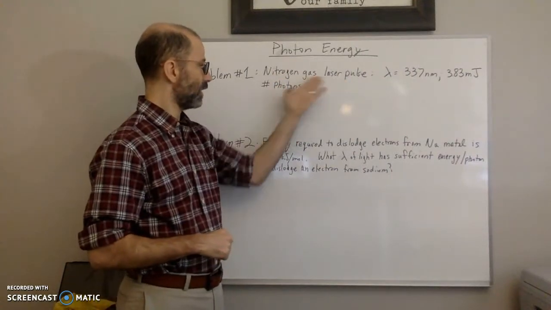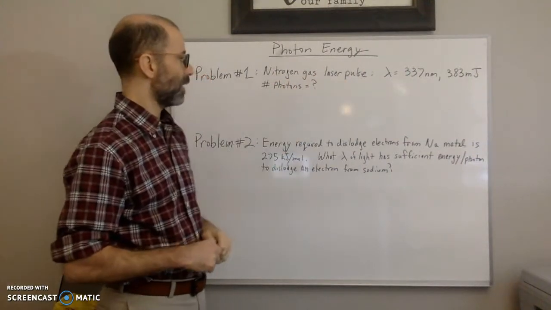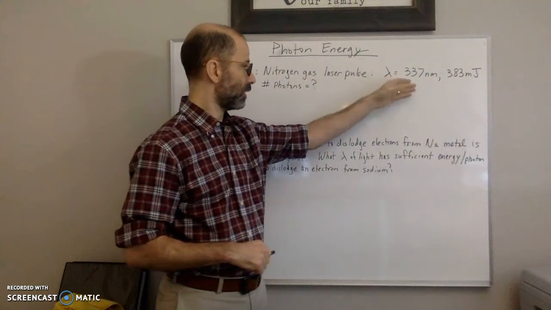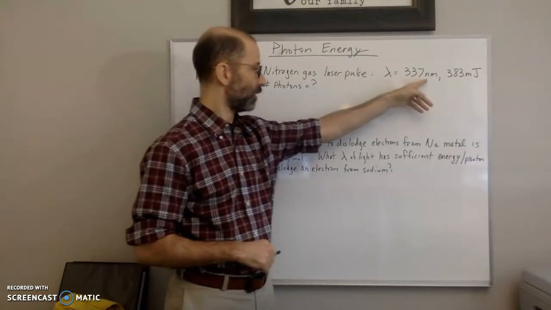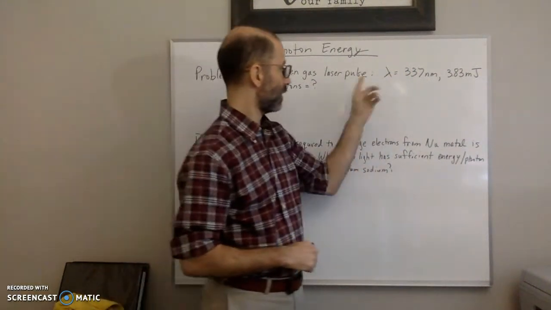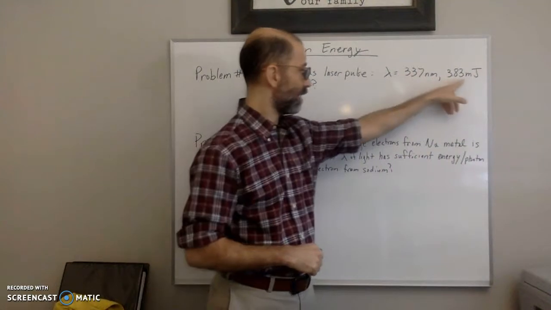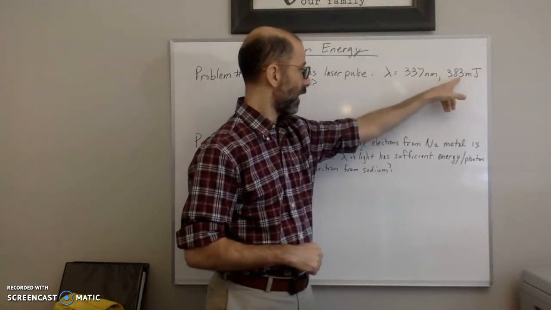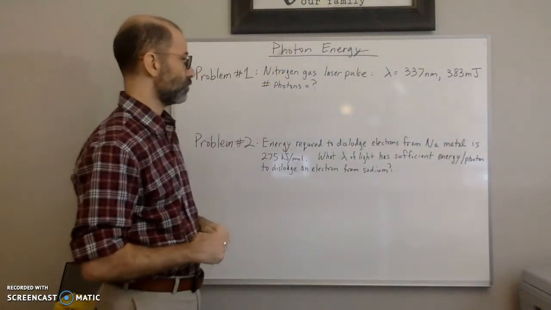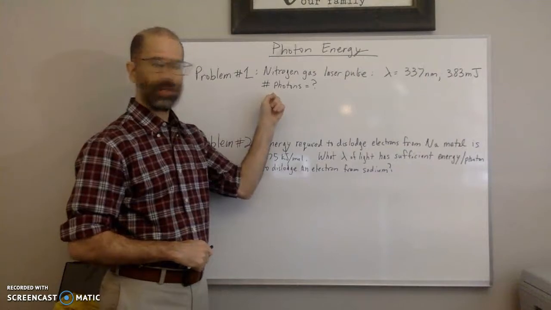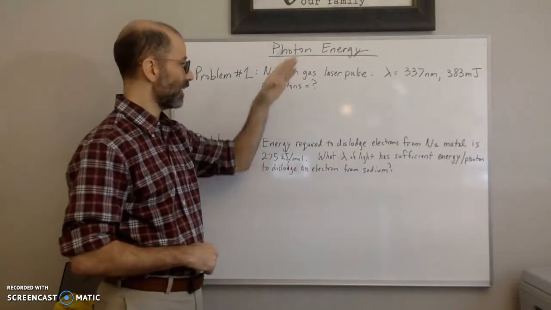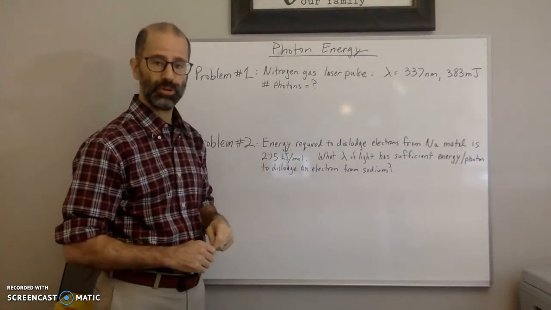So we're given a laser pulse of nitrogen gas, and we're told that it has a wavelength of 337 nanometers, and the pulse also has an energy of 3.83 millijoules. And they want to know the number of photons in this laser pulse.